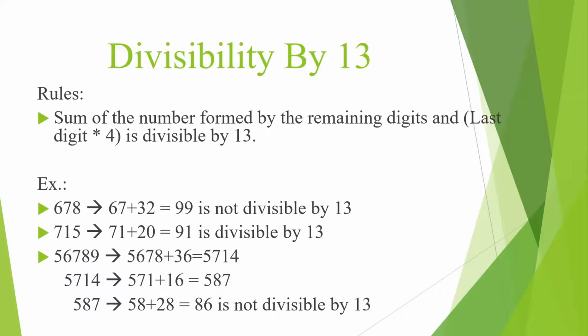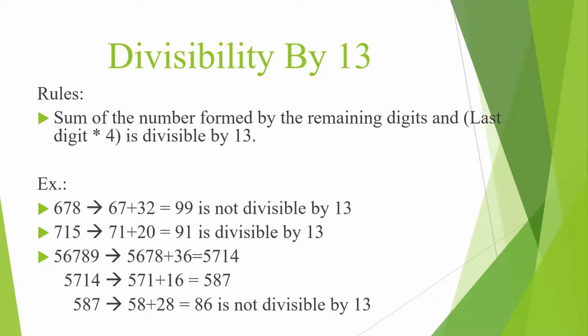Let us consider another example, 715. We have to ignore the last digit, we will get 71 plus 5 into 4, the last digit into 4. So 5 4s are 20. 71 plus 20 is nothing but 91. 91 is divisible by 13. 13 into 7 equal to 91. So remainder is 0. So the number 715 is also divisible by 13.